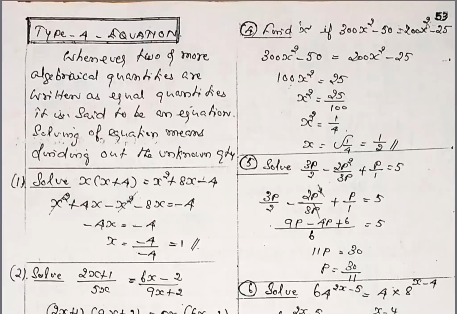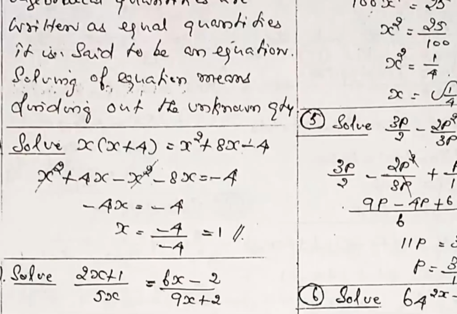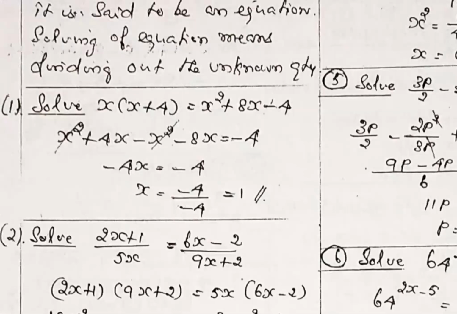You see the first problem: solve x into x plus 4 is equal to x square plus 8x minus 4. Here the unknown quantity is x. They are asking the x value. Solve means find out the unknown quantity value. Here there is only one unknown quantity value, the x value.